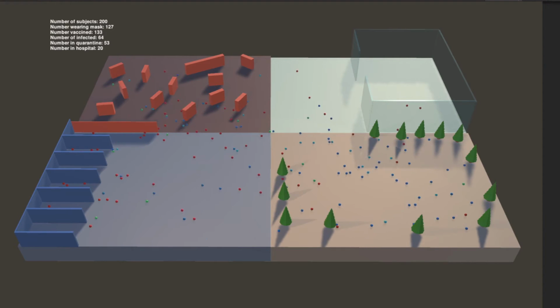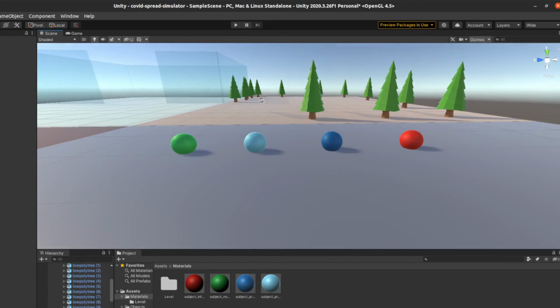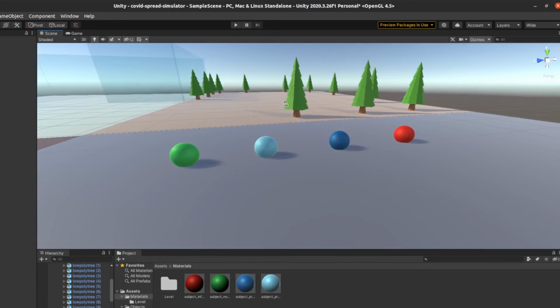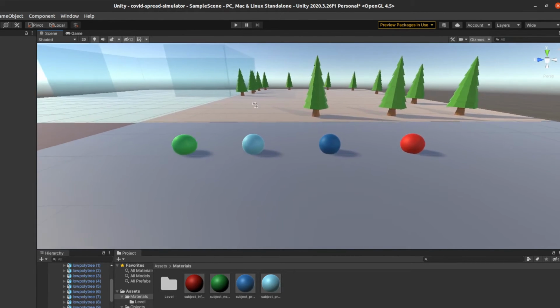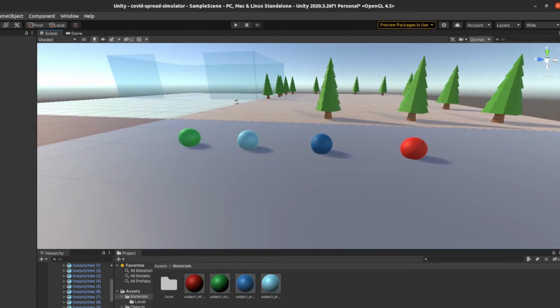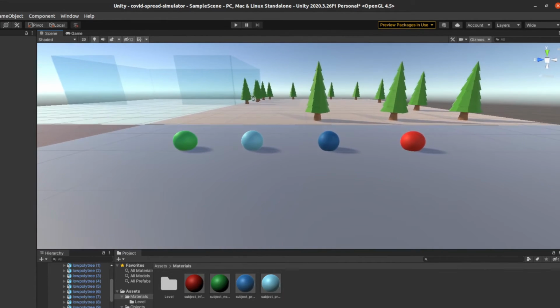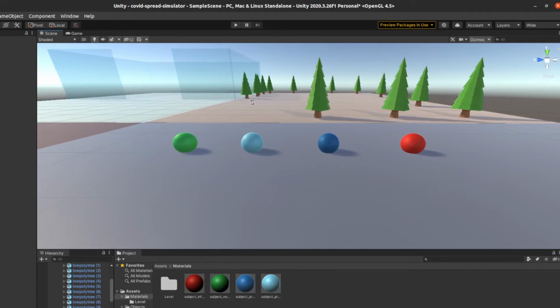Each subject can be identified by their colors. A green subject is one that is not wearing a mask or is not vaccinated. A light blue is one that either wears a mask or is vaccinated. A dark blue subject is one that is wearing a mask and also has been fully vaccinated. A red subject is currently infected.